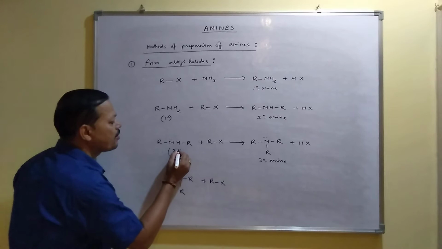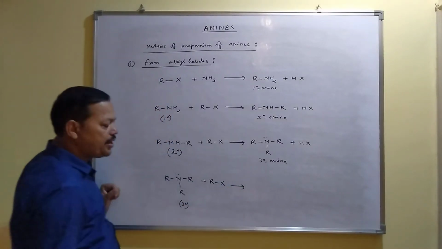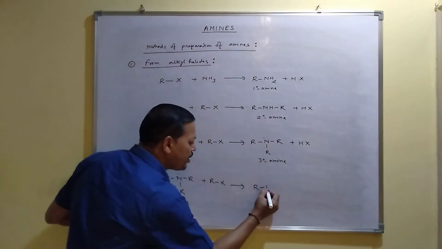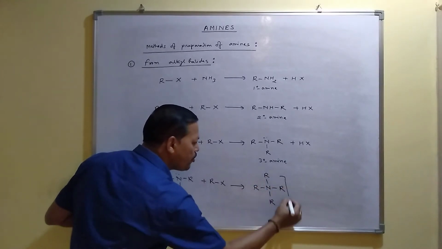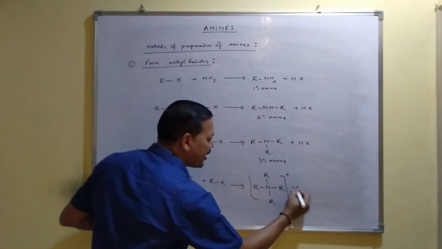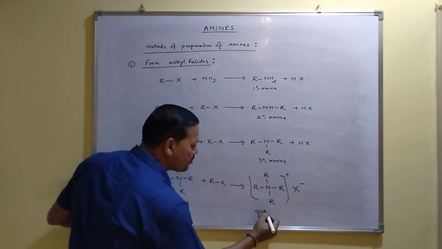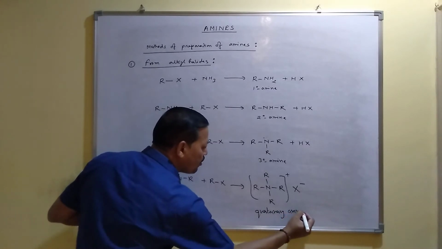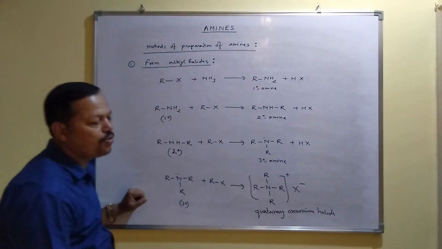This is secondary and this is tertiary. Then also it will react due to the presence of the lone pair. It will take another alkyl group. Ultimately it will convert to this. The lone pair will vanish now, the lone pair will form the bond. It becomes positively charged and X negative will remain here. And this is called quaternary ammonium halide. Quaternary means 4 degree.